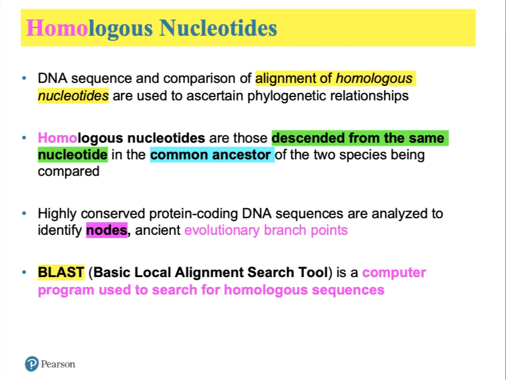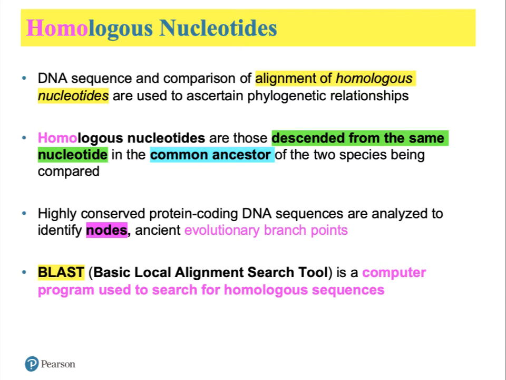DNA tends to acquire mutations. Since these mutations are rare events, most of the time the DNA doesn't change. So by aligning, using computers, the regions of DNA that are homologous, we can ascertain the phylogenetic relationships as a result of these mutations. So homologous nucleotides are those that are descended from the same nucleotide in the common ancestor without change. That brings two species together.